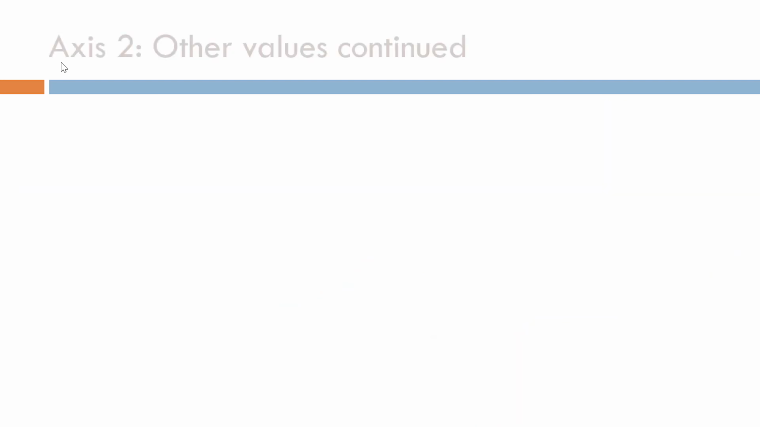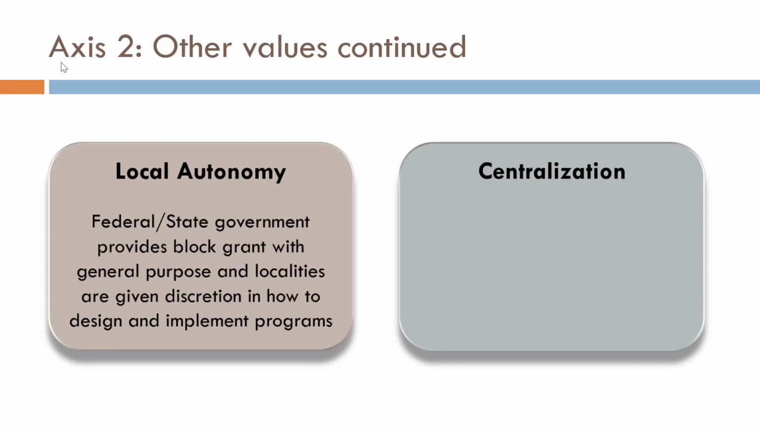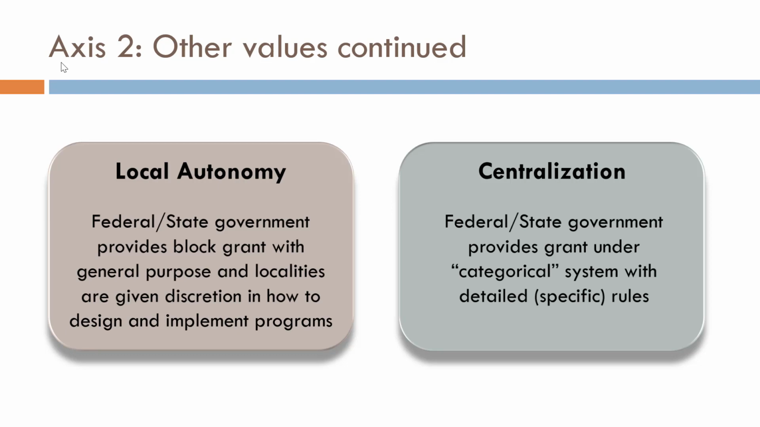Then there's local autonomy versus centralization. So the local autonomy belief is that the federal or state government provides a block grant, which is a sum of money with a general purpose, like public assistance. And then localities are given discretion in how to design and implement those programs. Are they going to spend 20% on childcare services, or are they going to spend 50% on childcare services? It's up to them. Versus a more centralized approach where the federal or state government provides a grant under what's called a categorical system with very detailed and specific rules.